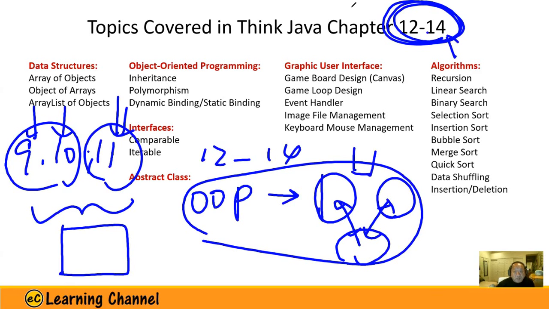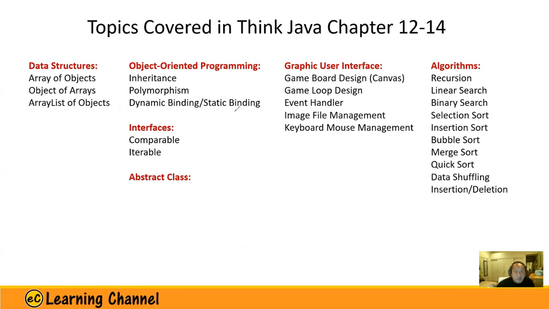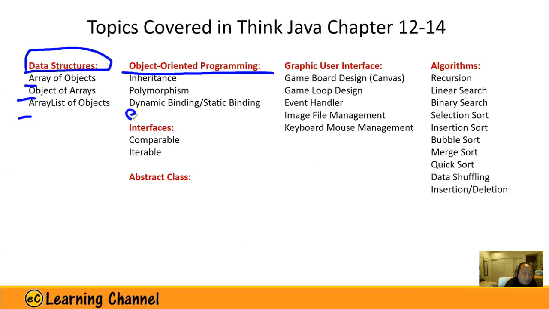So what are the topics that will be discussed, and are required for AP? That will be covered in chapters 12 to 14, including the data structure, array of objects, object of array, ArrayList objects, the object-oriented programming basic idea, encapsulation, inheritance, polymorphism, static binding, interface, and GUI.